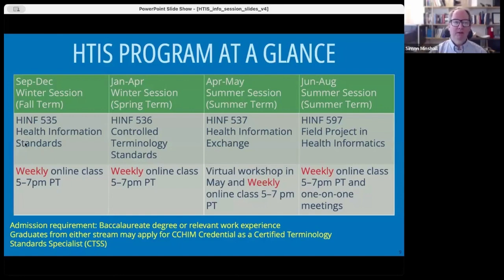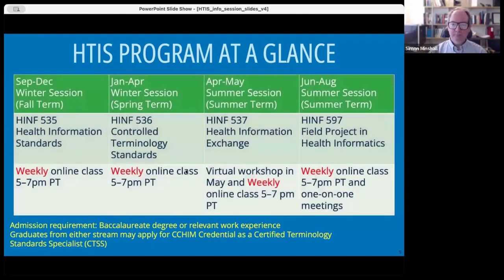They're coded on the top here: health information standards, controlled terminology standards, health information exchange. And then those 3 courses, you take all the learnings from there and you end up at HINT 597, where you do a field project in health informatics. And we'll talk about potential topic areas, just to give you a flavor of what it is. Okay, these are all held online from 5 to 7.